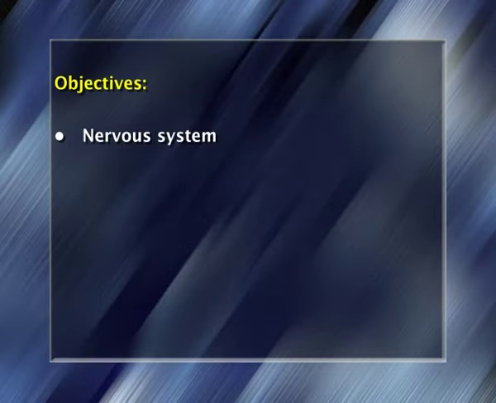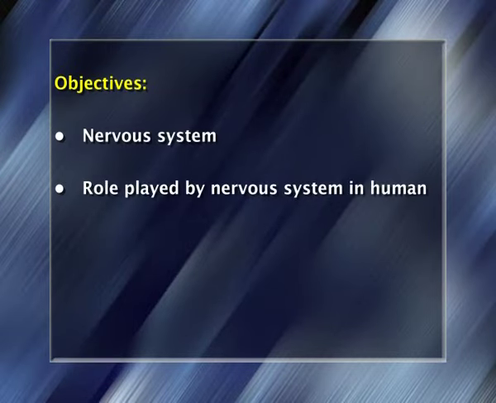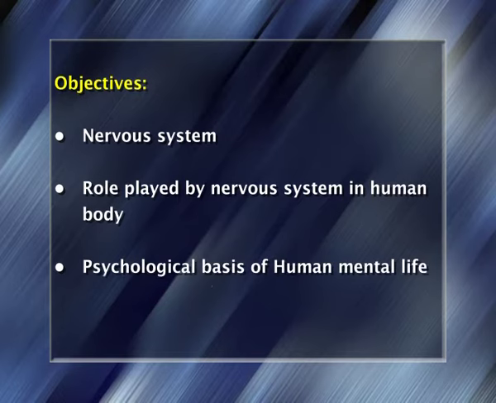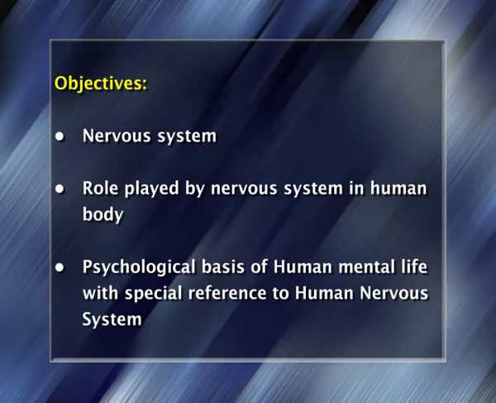The topic selected for the program is Psychological Basis of Human Mental Life, Functions of Human Nervous System. The objectives set for the present lecture are to have an understanding of the nervous system, to understand the role played by nervous system in human body, and lastly, to understand the psychological basis of human mental life with special reference to human nervous system.